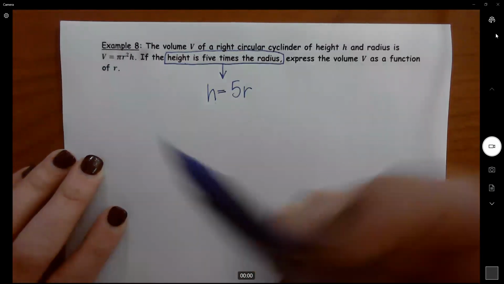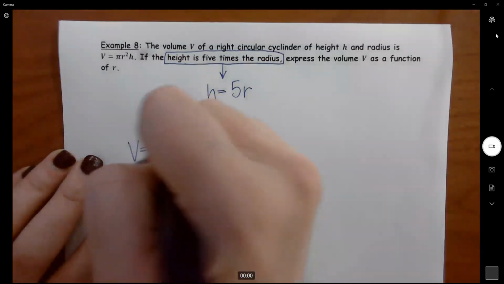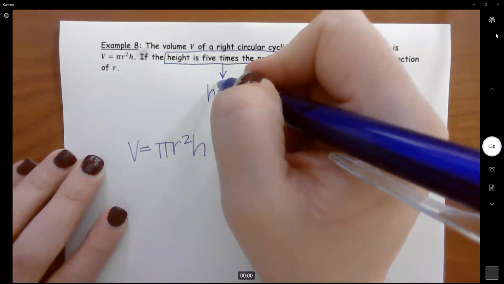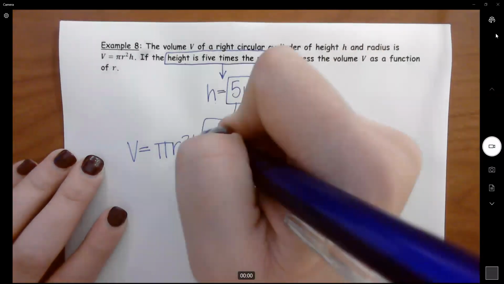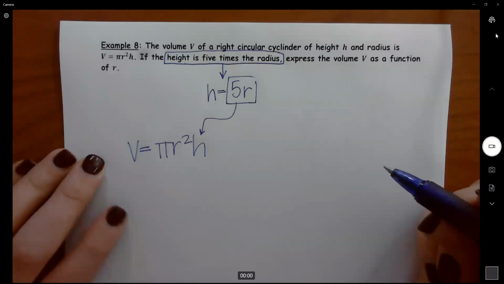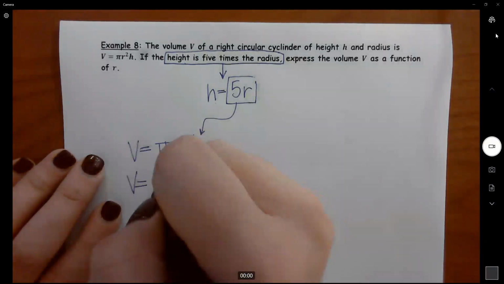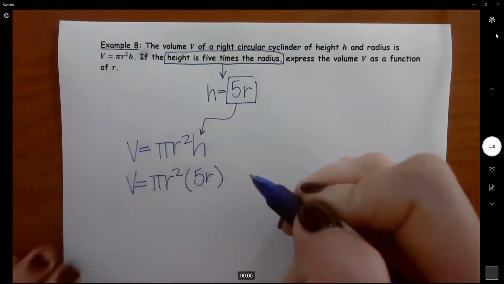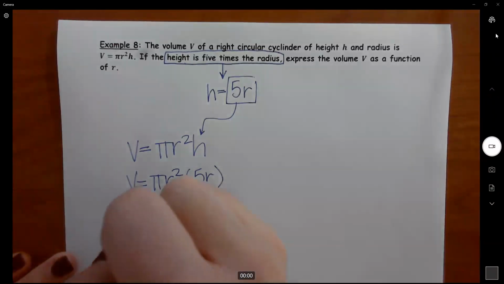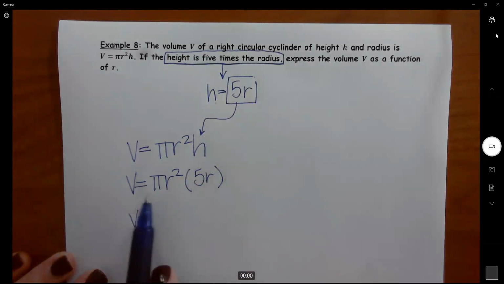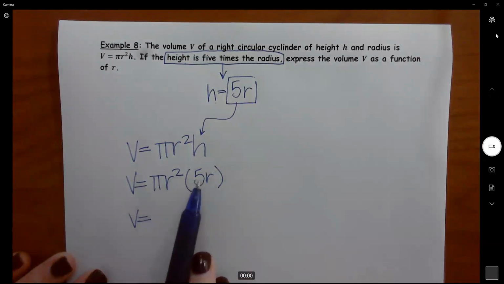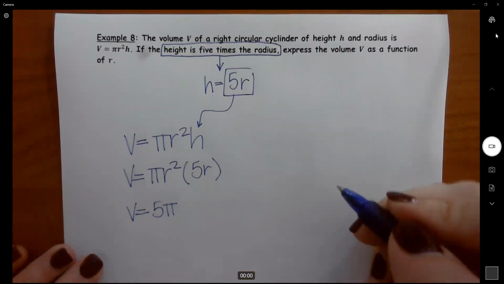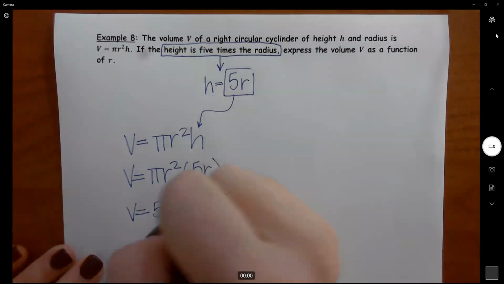So now take your function and replace your h with what h equals, which is 5r. So we get V equals pi r squared times my h of 5r. And now we can simplify a little bit. 5r squared times 5r, or have 5 pi, which is just two numbers being multiplied together. That's 5 times 3.14. And then r squared times r is r cubed.